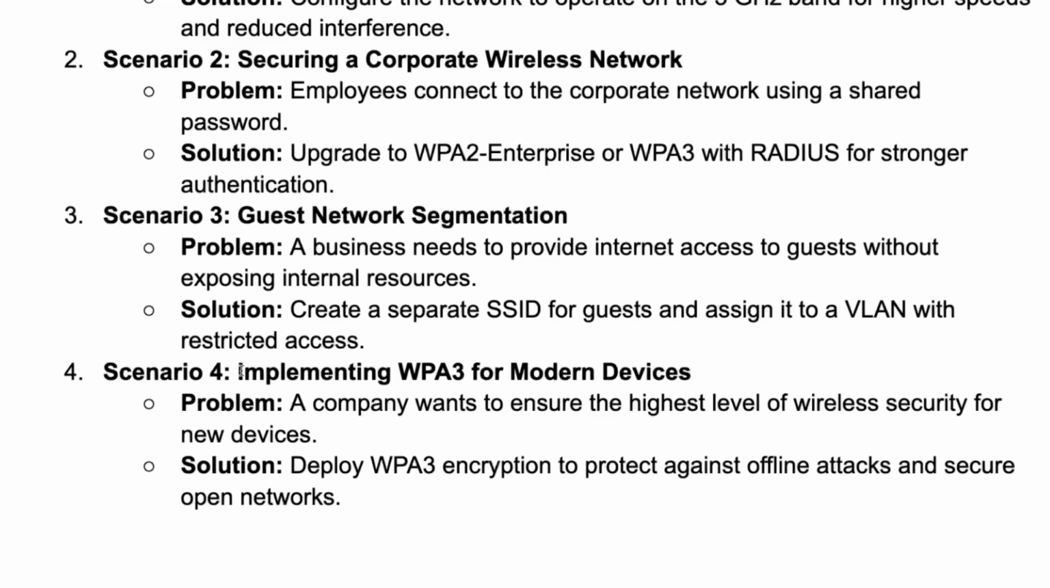Then we have scenario number 4, which is implementing WPA3 for modern devices. The problem is that a company wants to ensure the highest level of wireless security for new devices. So we would deploy the highest level, which is WPA3 encryption, to protect against offline attacks and secure open networks.